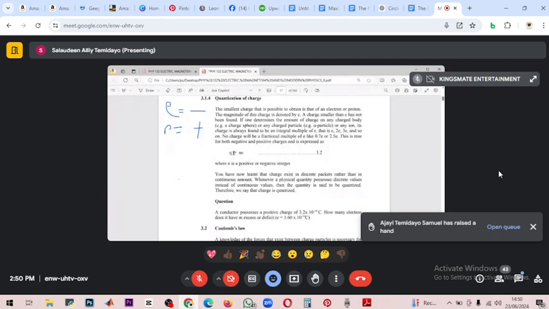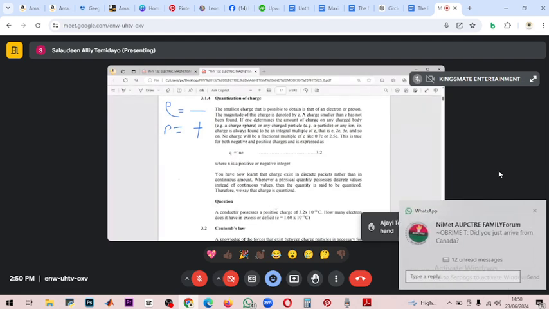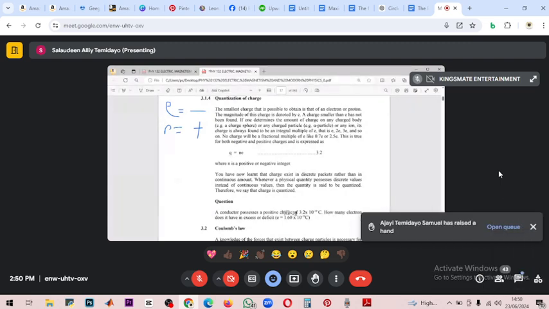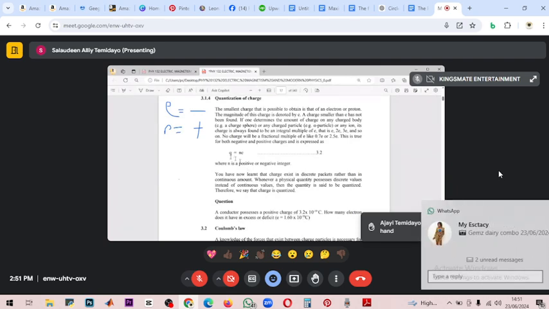And we have the formula here. This is the question: a conductor possesses a positive charge of this, how many electrons does it have in essence? They have told you the charge that is there. That is Q. Please calculate it yourself. Q is 3.2 times 10 to the power minus 19 coulomb. So find N, the number of electrons, when the charge of an electron is 1.6 times 10 to the power minus 19. So Q equals Ne.